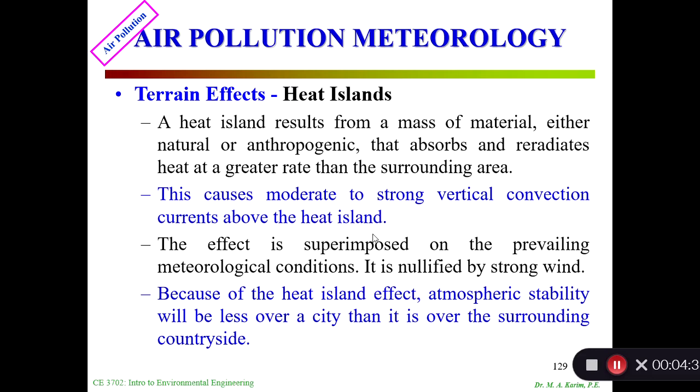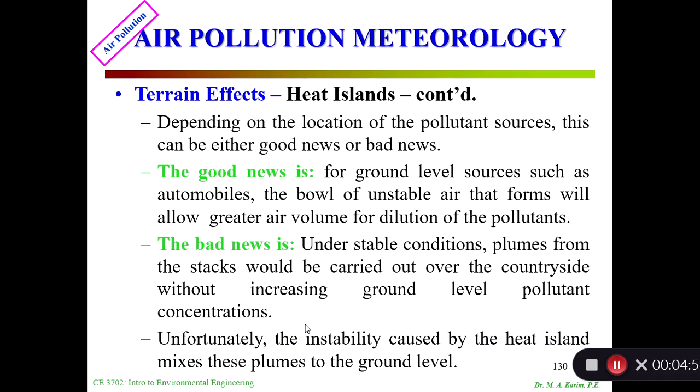Because of the heat island effect, atmospheric stability will be less over a city than over the surrounding countryside. So that's explained a little bit. Because of a lot of activities and other things, heat is generated in the city, so that's why the atmosphere is always less stable over the city than over the countryside, the villages and other places.